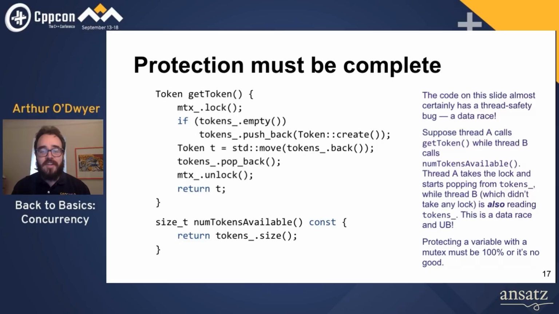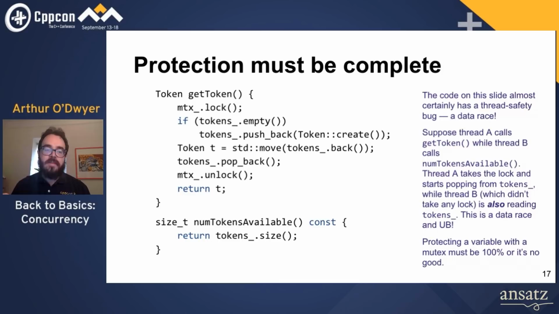If someone is calling getToken at the same time that someone else is calling numTokensAvailable, the one calling getToken will hold the mutex, and they will be doing writes to the vector. And if the other thread, thread B, is reading from tokens at the same time, just reading the size, that is a data race. A write plus a read gives you a data race. Two reads don't, but a read and a write, those are bad. So if you protect only your writes, and then someone else is doing unprotected reads, you have a data race.